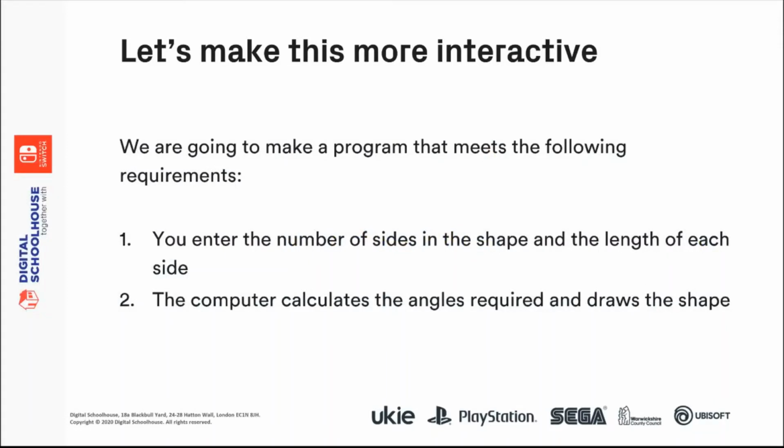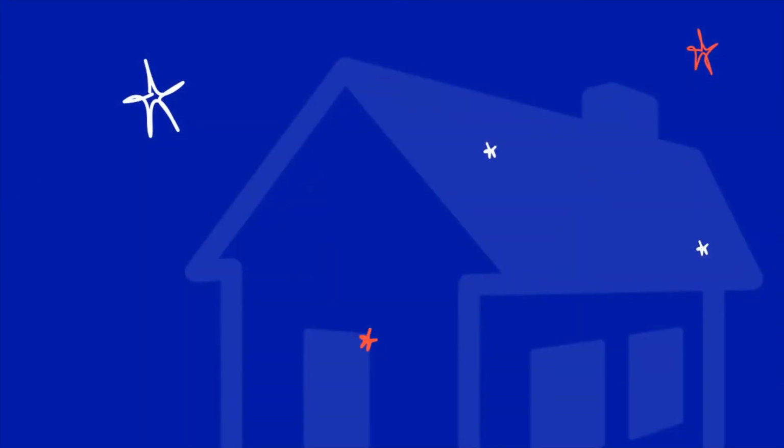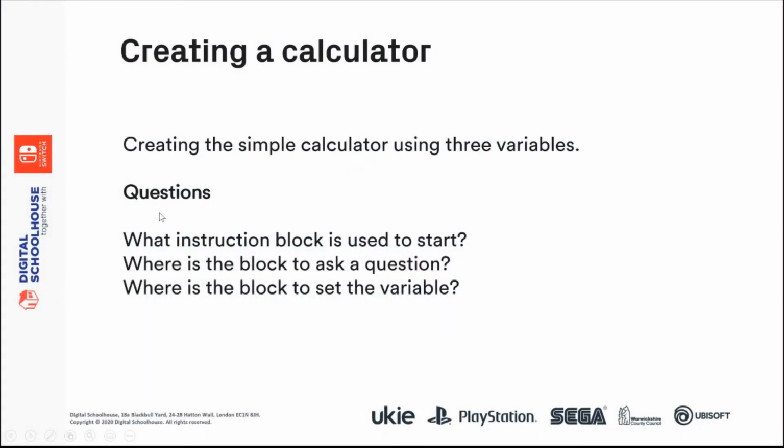So this is what we're going to be moving on to, creating a program where you enter the number of sides in the shape and the length of each side, and the computer is going to automatically calculate the angles required and draw the shape for us. So let's have a go at doing that now. So I'm just going to come back out of the presentation, and the first thing I want you to think about is what variables you're going to need to use to create this calculator. Now you're going to have to create 3 different variables. We'll think about what those 3 are in just a minute.